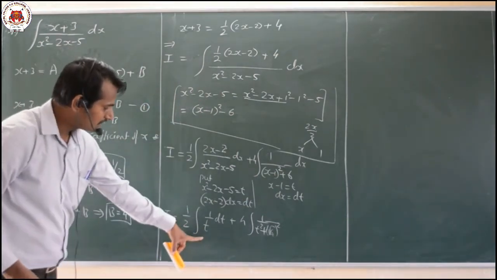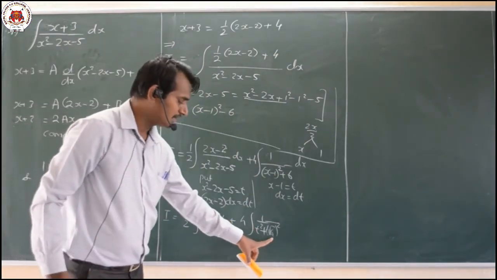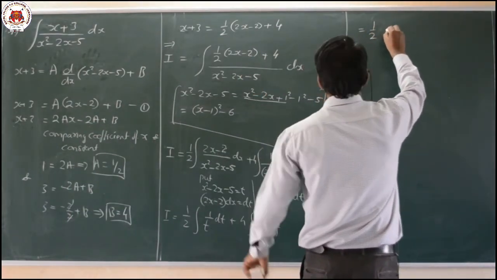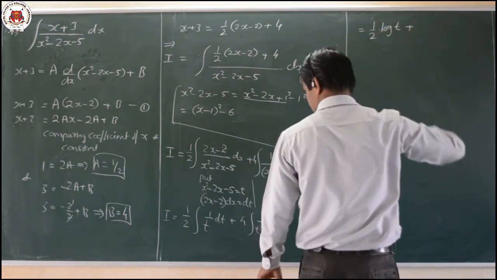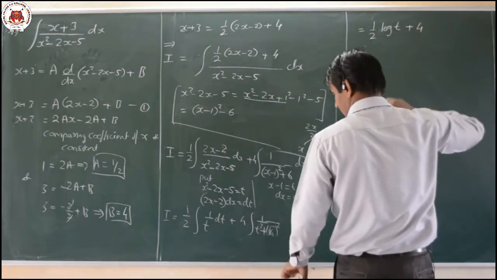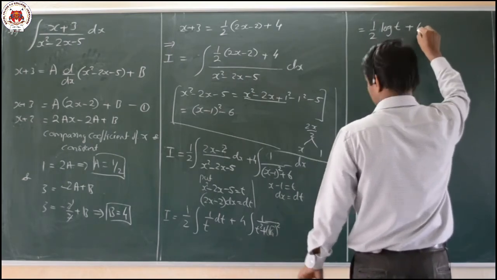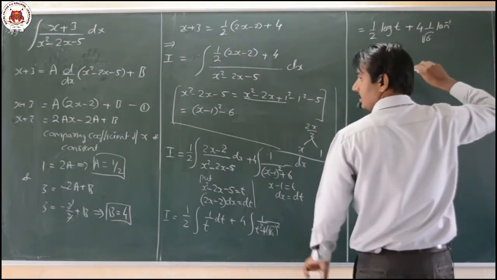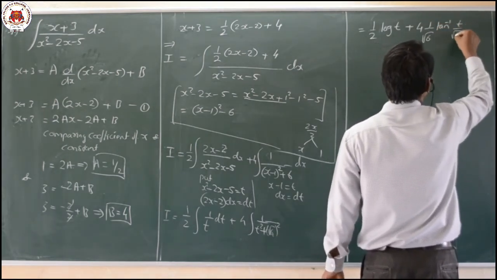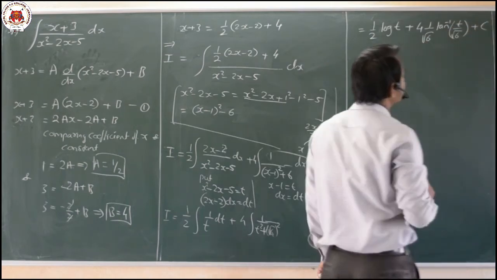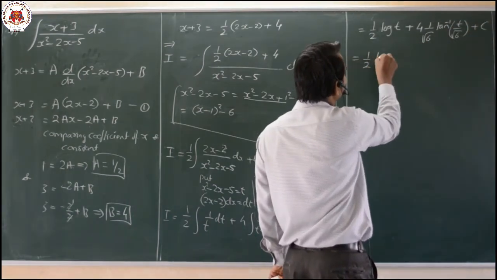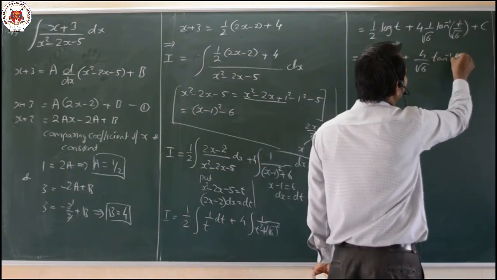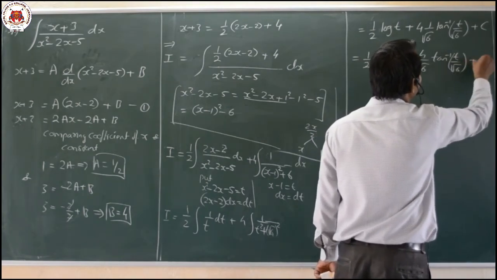Now 1 by t gives log t. Here t square plus a square gives tan inverse. That implies 1 by 2 log t plus 4 into 1 by a. 1 by a is 1 by root 6. 1 by root 6 tan inverse of t by a, that is t by root 6, plus an integral constant c, which is equal to 1 by 2 log t plus 4 divided by root 6 tan inverse of t divided by root 6 plus an integral constant c here.